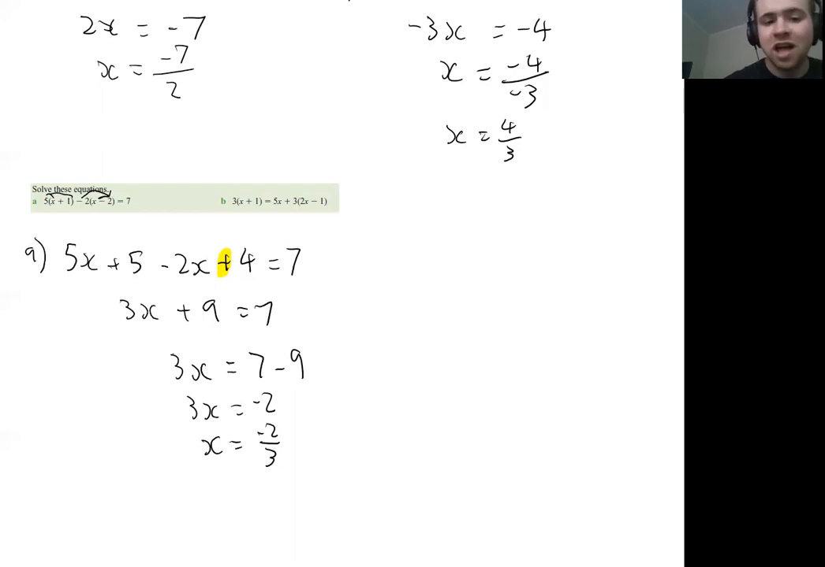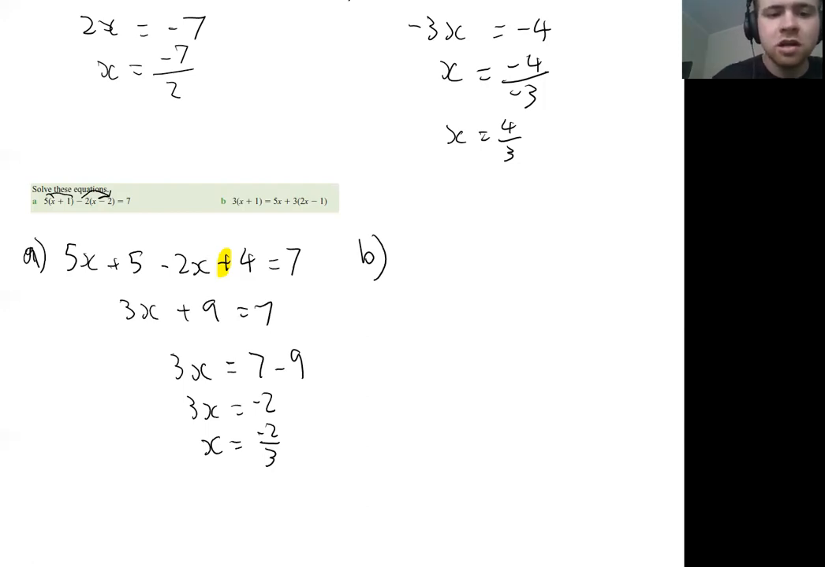So it's just like another equation, we just have to do this extra step of expanding at the start. Often difficult questions in maths are just simple questions with an extra thing to do. Once you do that thing, it's just like it was before. Okay, so that's question A. And question B, get rid of the brackets first.